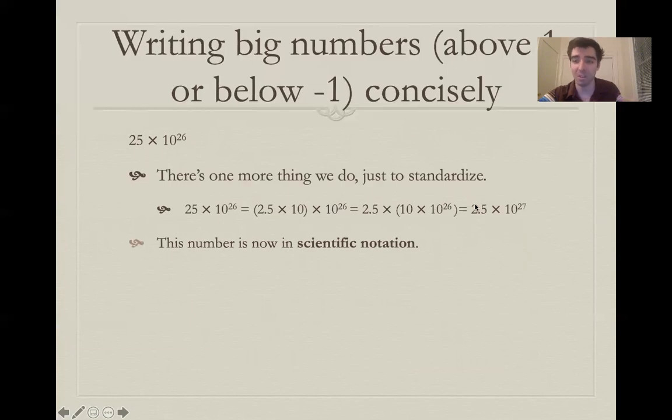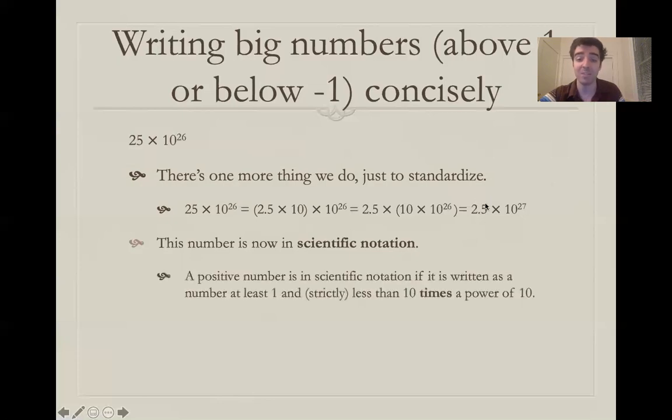I know this has been a little bit of feeling through the dark to get to this point. We'll give an explicit algorithm for how to put something in scientific notation first. But this is in scientific notation because it consists of two numbers. One, which is again called the coefficient, is a number that's between 1 and 10, and then that's multiplied by 10 raised to some power. This is a positive number.